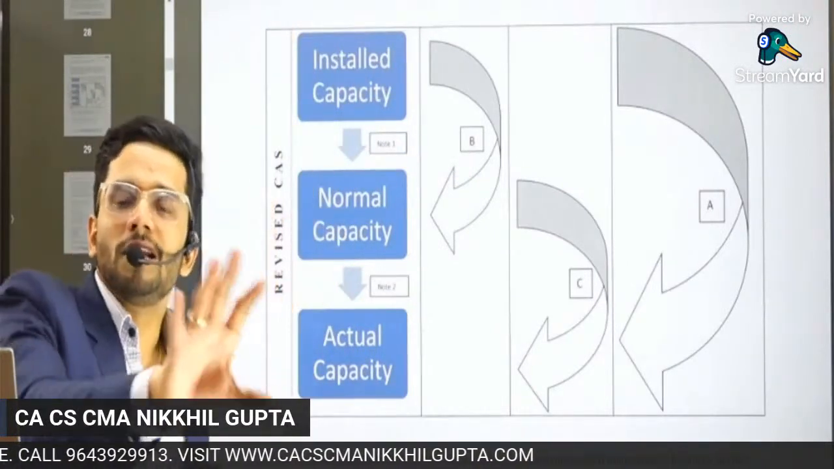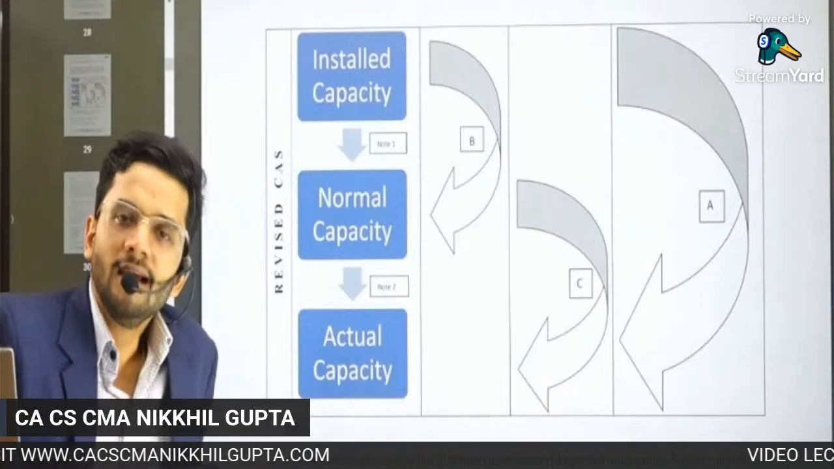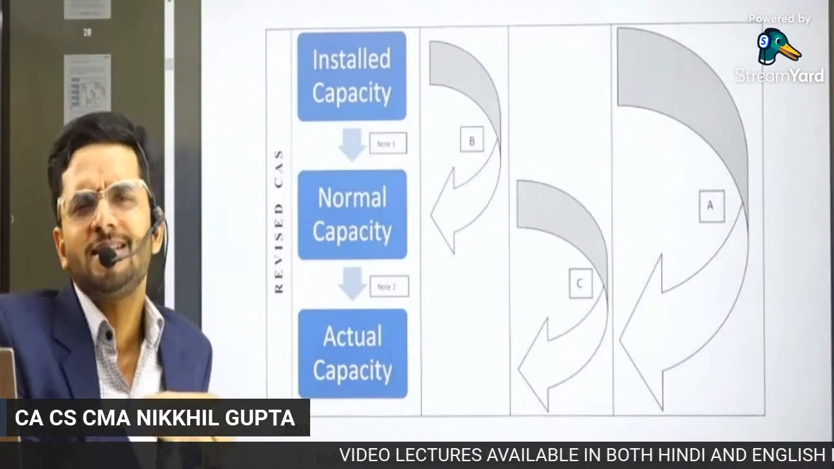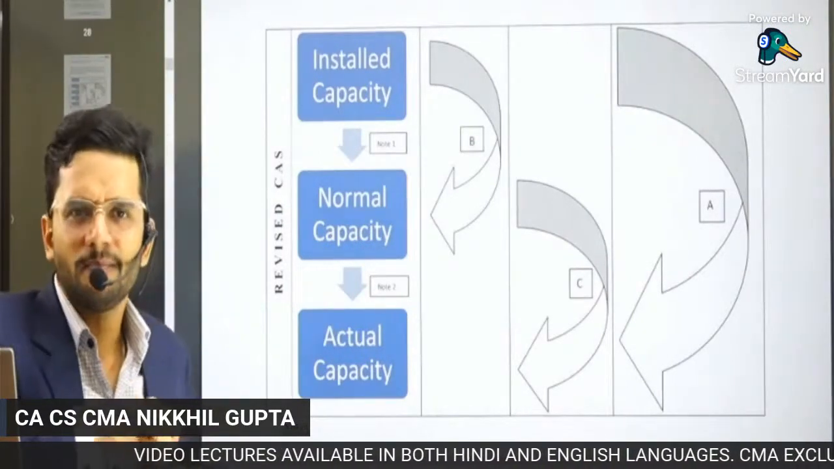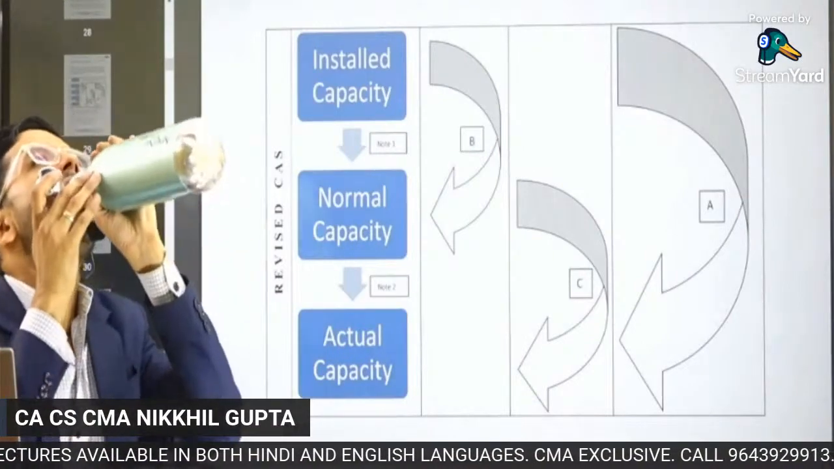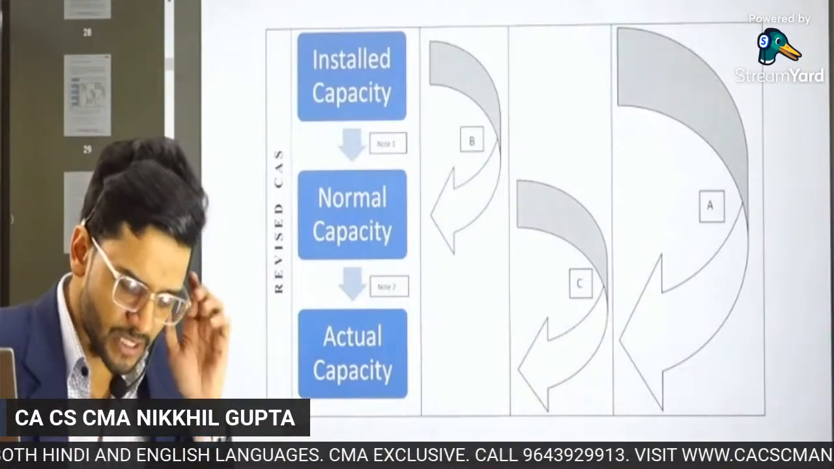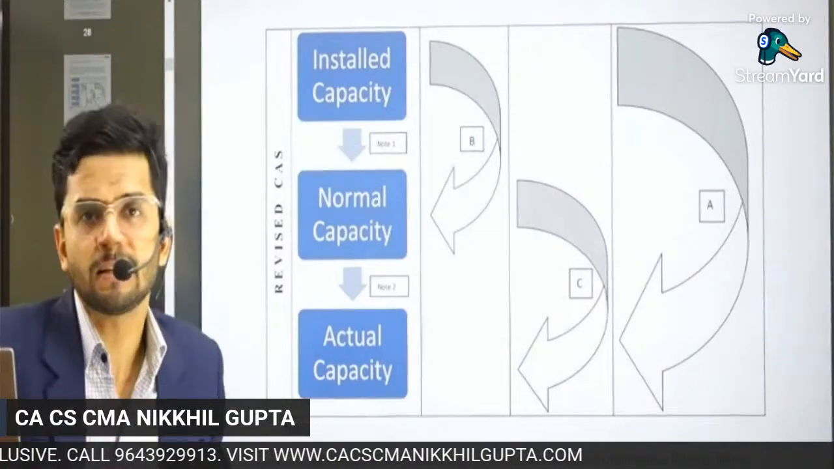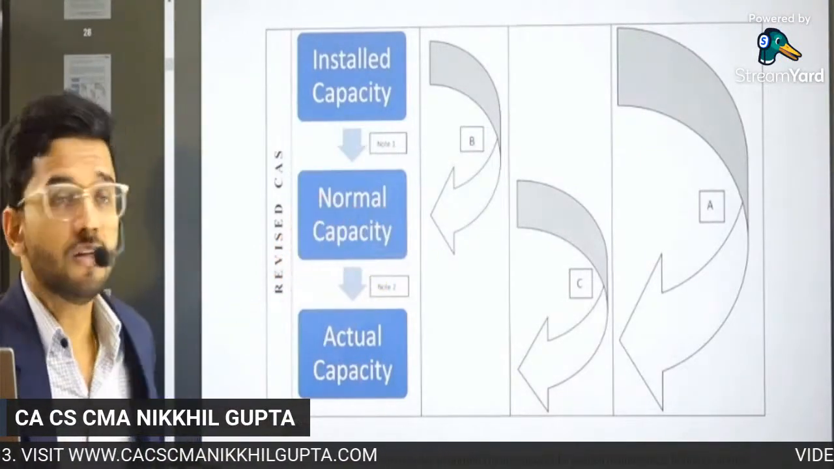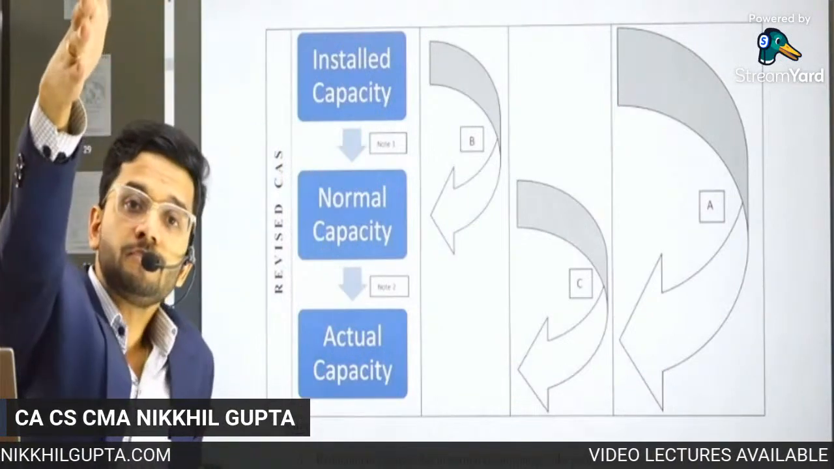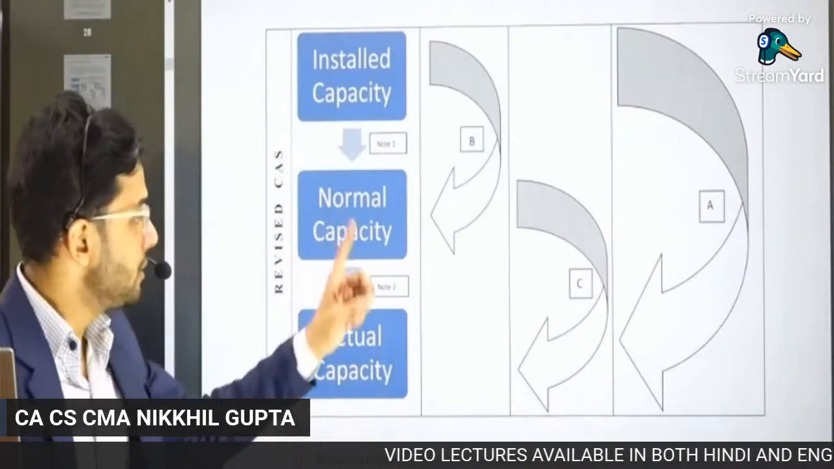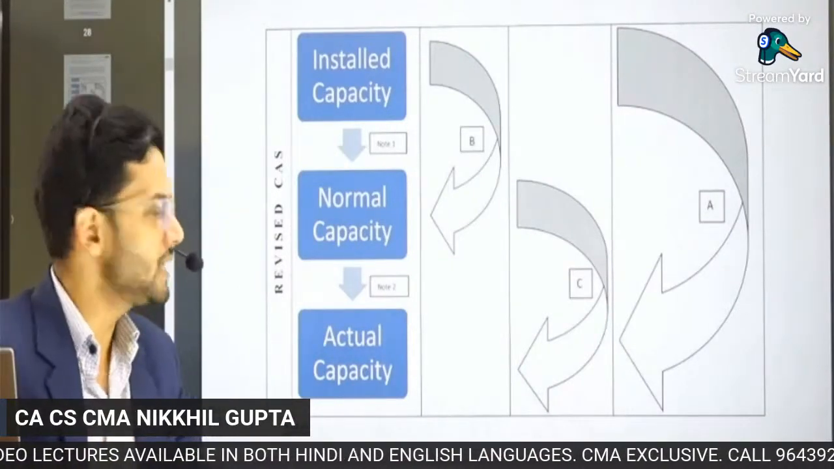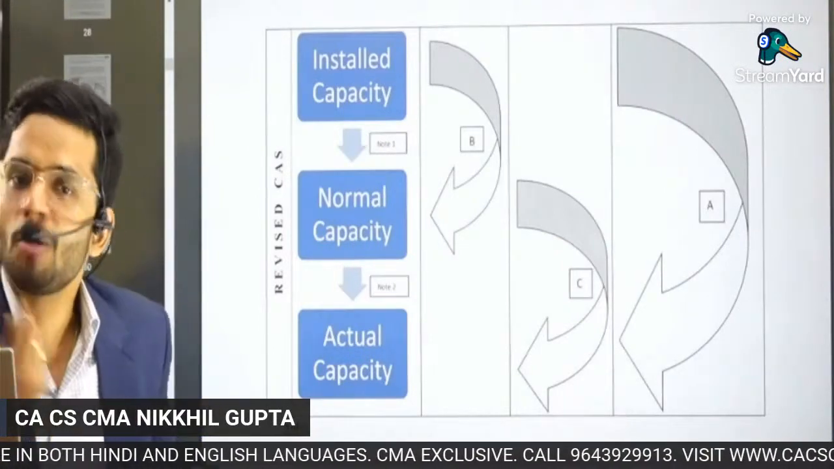The second capacity is the normal capacity. Normal capacity means you need to ascertain what the practicalities are. Obviously, you will not work on Sundays. Obviously, you will not work in lunch hours. You will have to give some tea time. Sometimes you will not work around the clock. There will be some inefficiencies. So what is the normal capacity? Forget about installed capacity. It's a distant dream. Installed capacity is a dream capacity. Normal capacity is the achievable capacity, the practical capacity which can be achieved.